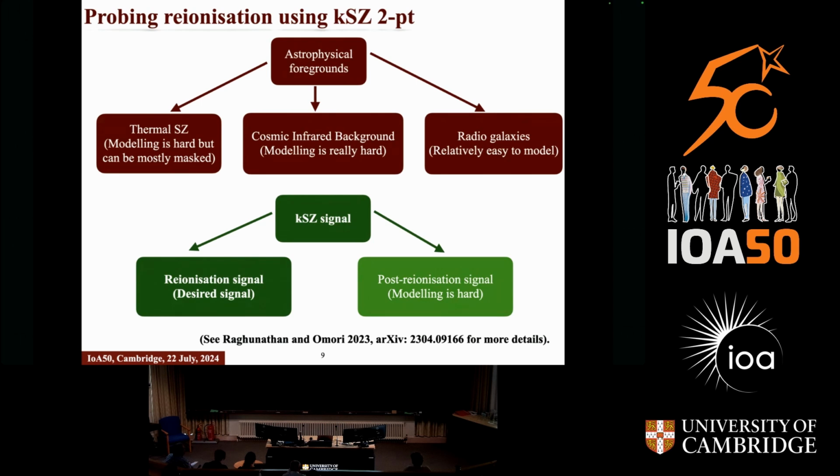And when I say astrophysical foregrounds, these are basically the thermal SZ signal, the signal from dusty galaxies, and the signal from quasars and radio galaxies. Some of these are easy to model, but some of these are extremely hard. In particular, the signal coming from the cosmic infrared background is very, very hard. As a result, if our modeling for the CIB is wrong, our inference for KSZ is going to be wrong. And so we have to be very careful in the way we model this.